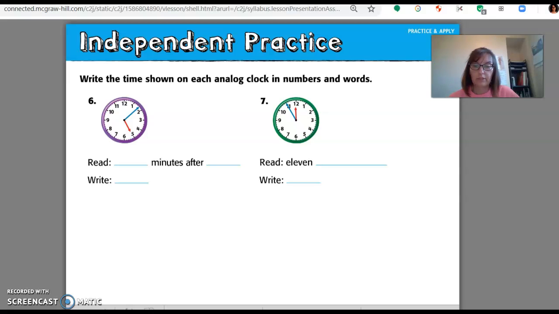This one wants us to write how we would read it, then write it with the numbers. So if we read what they have already, it says blank minutes after blank. So first we're going to take a look at the minutes. If we were at 12, this would be 5, 6, 7, 8. So right here we'd put in 8 for 8 minutes after what hour? 5. 8 minutes after 5. Now the time then is 5:08.